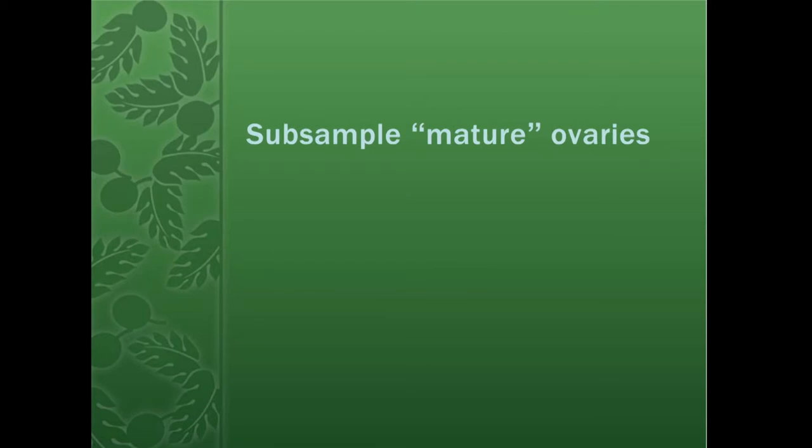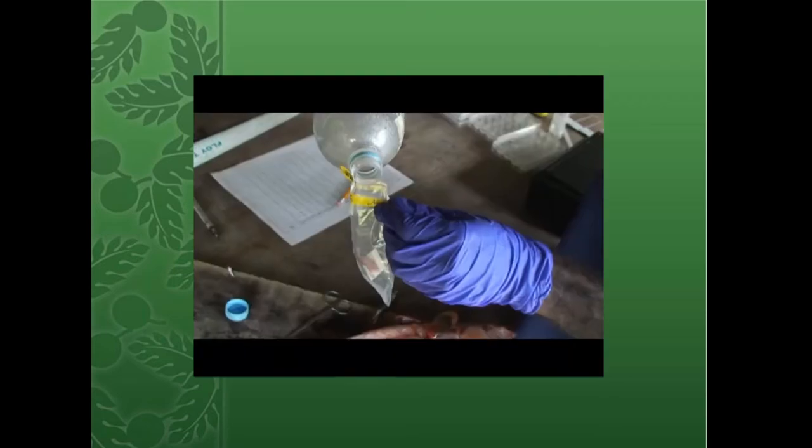The first step is to take a subsample of what visually appear to be mature ovaries. Now, you've already seen some of this process in the methods overview module, but now we're going to take a much more detailed look at how you take this subsample. To refresh your memory, we're going to start at the point where we are fixing whole gonads in specimen bags.